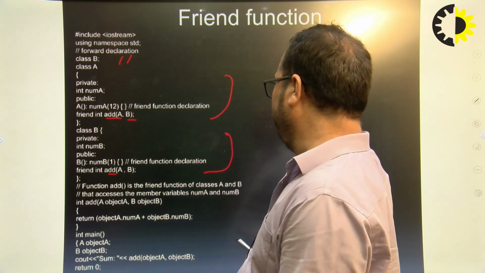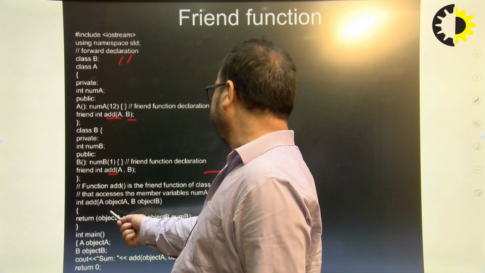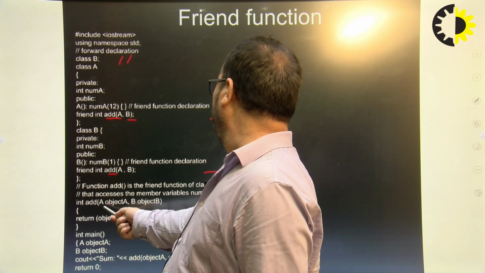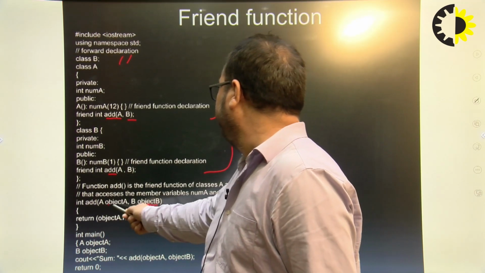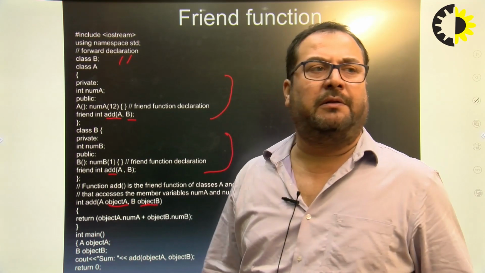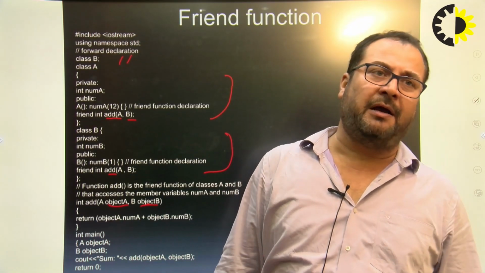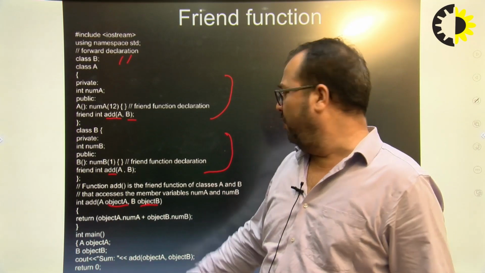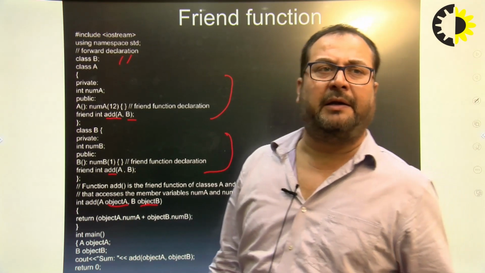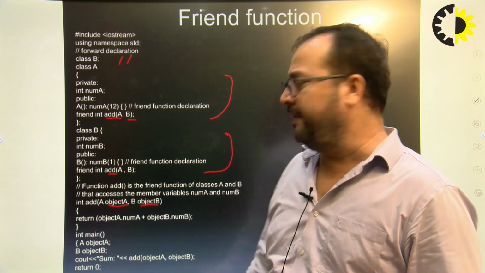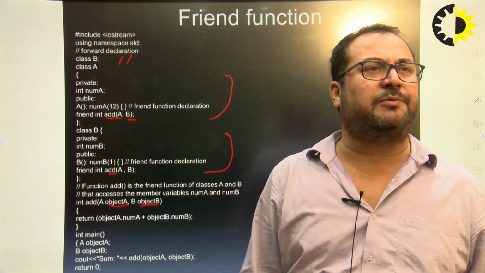Okay. So this is the portion of syntax, like add with object A, object B. The arguments of a friend function are objects, particularly. Okay. And we are simply accessing the A and B data, and making the summation of two numbers, right?